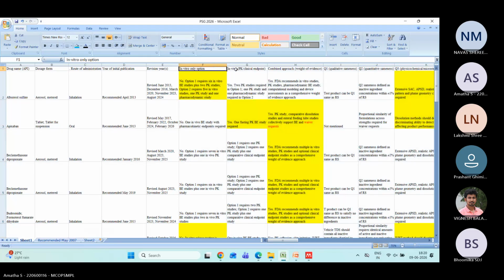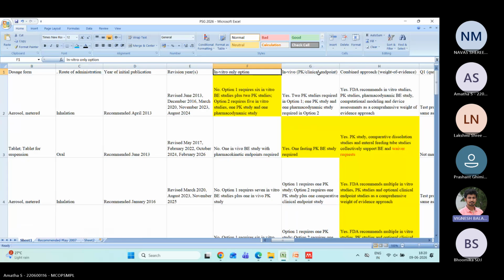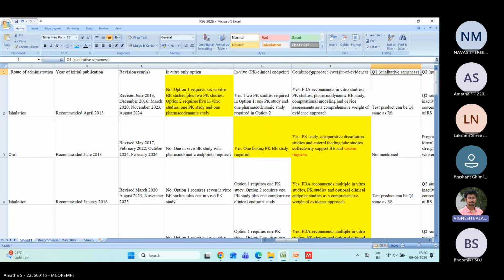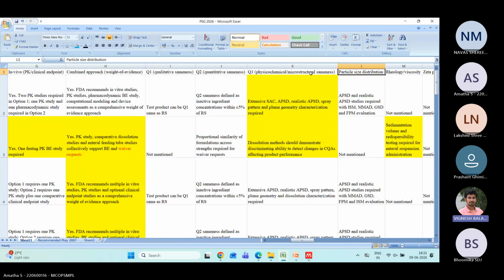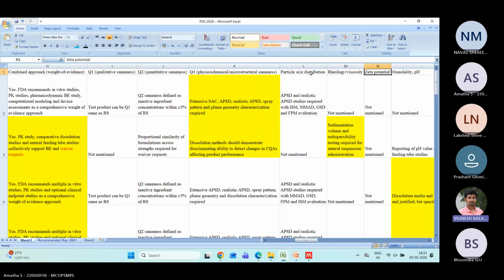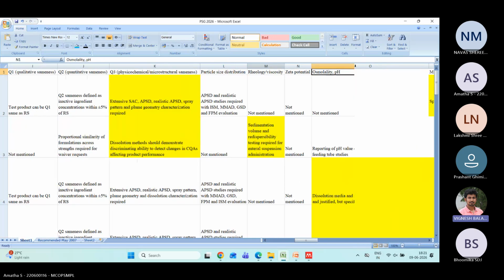So based on the objective, the type of classes, like type of test, where in vitro testing was there, then in vivo, some products have shown in vivo testing, then weight of evidence testing, qualitative sameness, quantitative sameness, physiochemical, particle size, rheology, zeta potential. Like you can see, I have mentioned "not mentioned", because for this particular drug, it is not mentioned. Maybe for some other drug, it may be mentioned. So whatever is not mentioned, you can put it as non-mentioned.